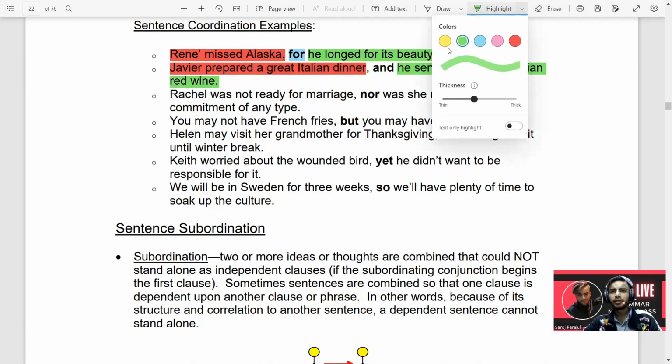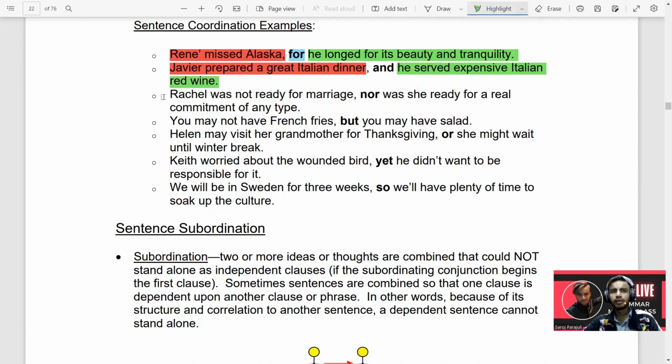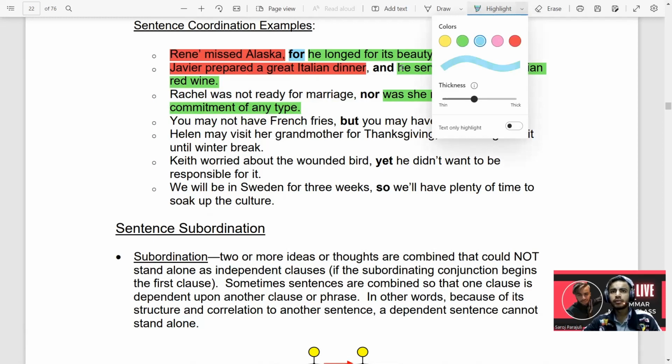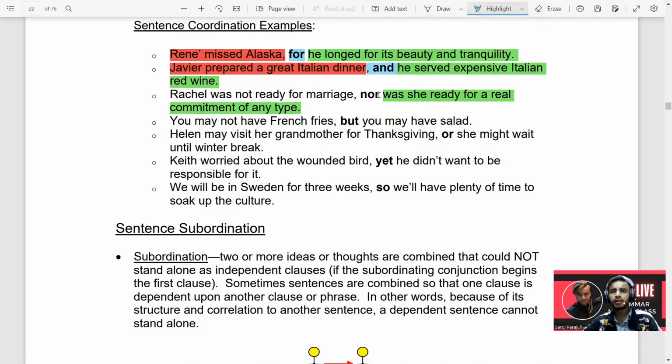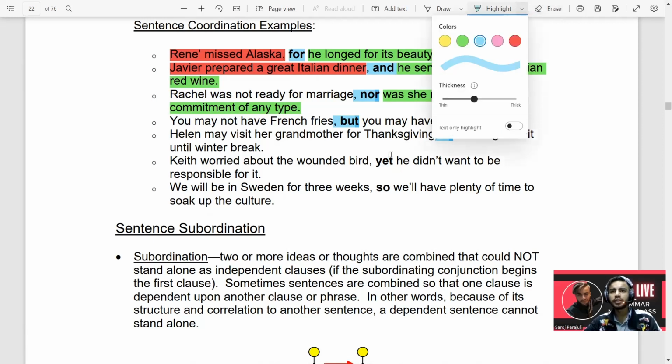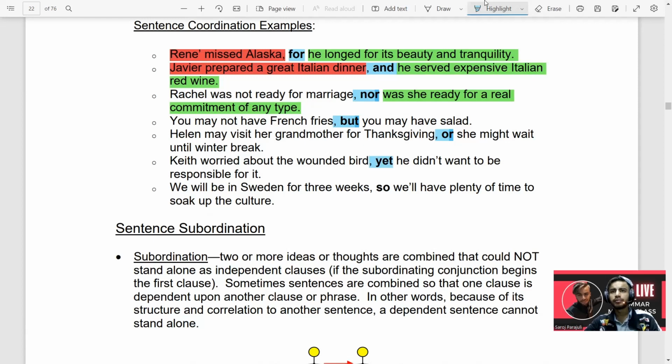Now, another one. Was she ready for a real commitment at any time? Now, let's see. We have used and over here. We have used nor over here. We have used but over here. First, try to see. Okay, I will explain. Don't worry, guys. I will make it so simple for you that you will never forget what these things are. I will make it so easy for you. Don't worry.